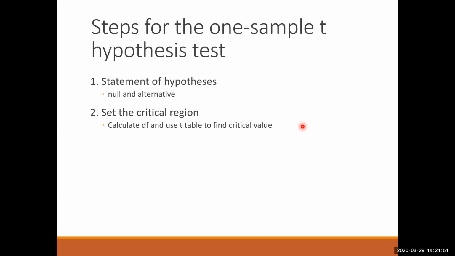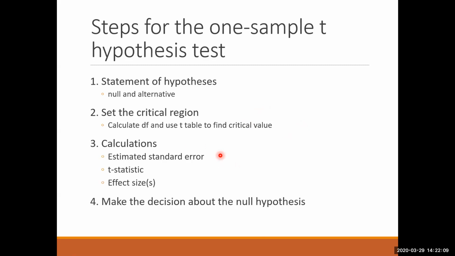So we're going to need to use the t-table to set the critical region. Our calculations, we have a few. We will calculate the estimated standard error first, then we'll calculate the actual t-statistic, we'll calculate the effect sizes, which there are 2, and then we're going to make the decision about the null hypothesis. So in other words, we're going to reject or retain the null hypothesis.